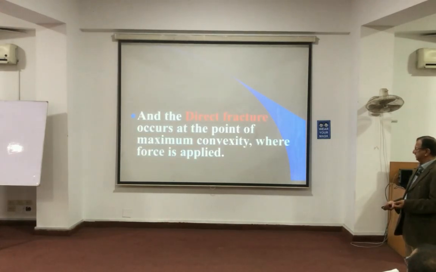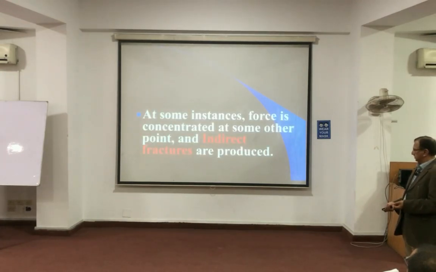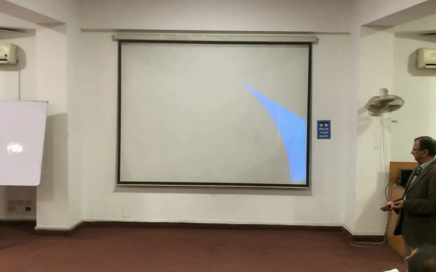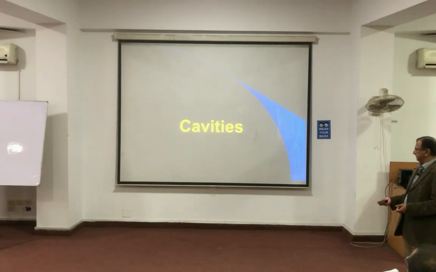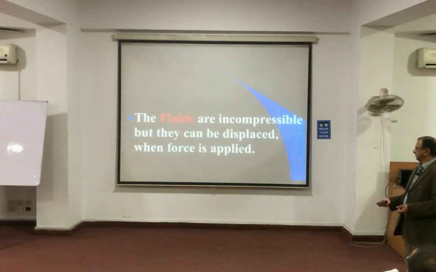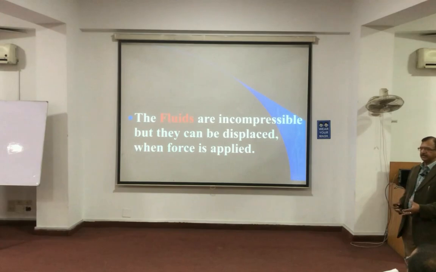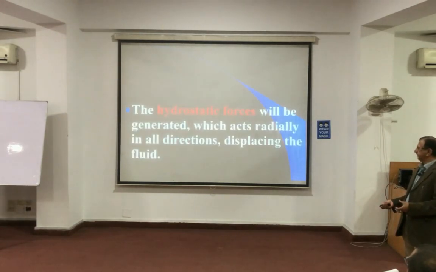So the direct fractures can be by the application of force at the site. Sometimes the indirect fractures, spiral fractures, are resulted from a distant force because of the target area and the contact area. Similarly, the cavities behave differently. They contain fluid or gas. Fluids are incompressible, and they will distort the organ and they will rupture.